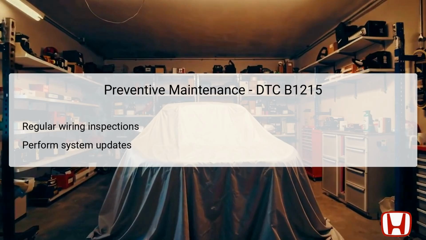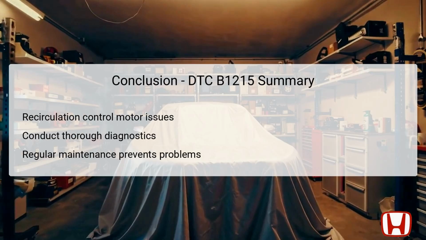climate control system. In conclusion, DTC B1215 indicates issues in the recirculation control motor circuit, potentially stemming from open circuits, short circuits, or faulty components. Addressing this problem involves a systematic approach that includes clearing DTCs, performing self-diagnostics, and testing components. Continuity checks are imperative in identifying and resolving wiring issues.